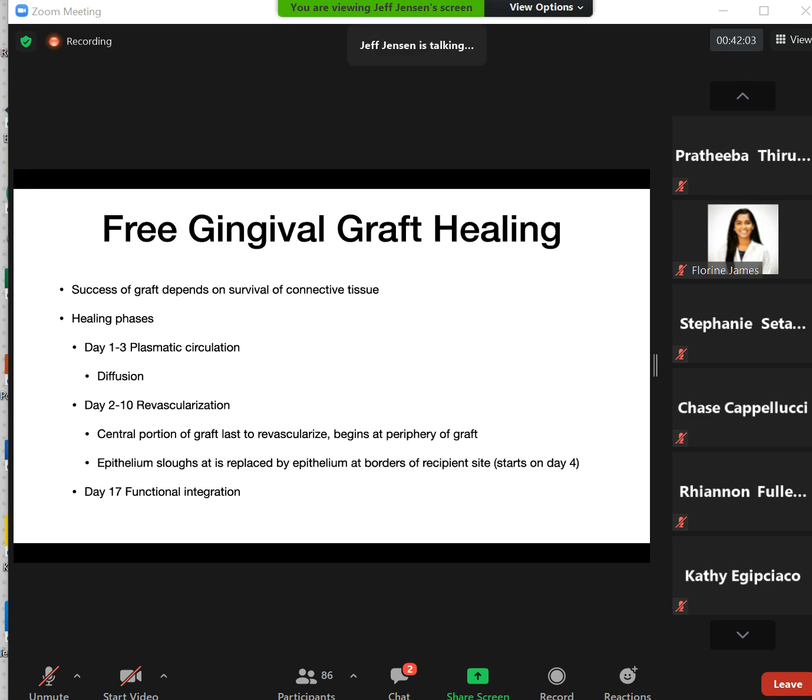Just some terminology to be aware of that you'll see and may see on boards and things. So osseointegration is essentially the intimate contact between bone and implant surface. So that's what we want on our implants before we restore them, and for the long term, is to be osseointegrated.